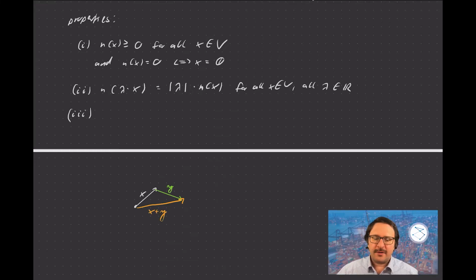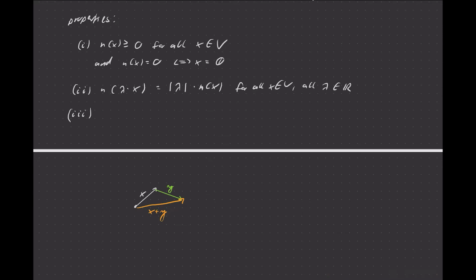Now, how are the lengths of those related? Well, best case, x and y point in the same direction, then x plus y has exactly the same length as x and y together. In general, however, we'll have a scenario like this. They don't point in the same direction. And so that means the direct connection, the x plus y, is usually shorter than taking x and then y.